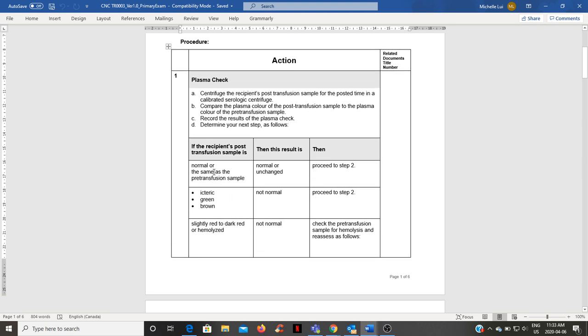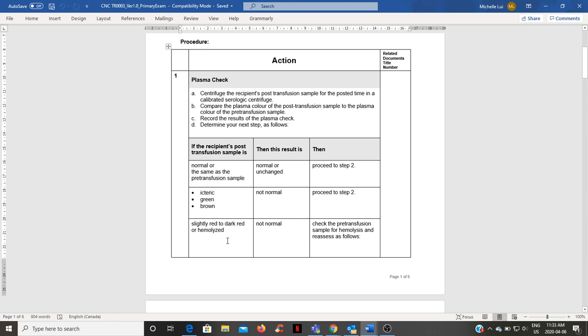You can pull out your pre-transfusion. Well, you should have pulled it out by now. If it looks the same and it's unchanged, that's good. We're going to go to number 2. If it's icteric or green or brown plasma, it's not normal, but we're going to go to step 2.